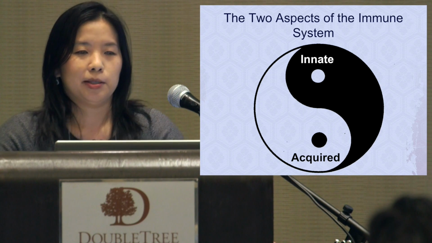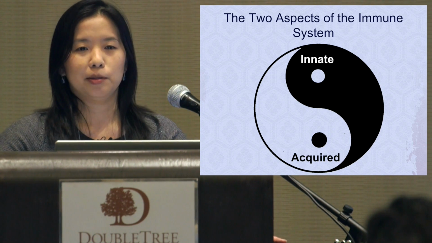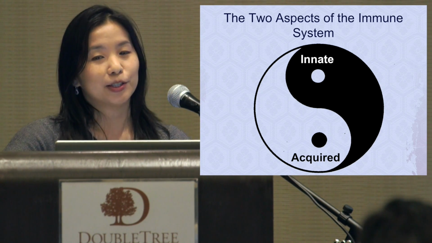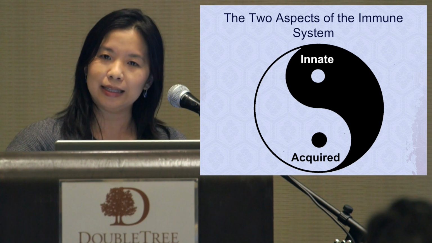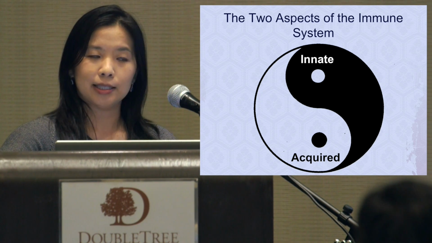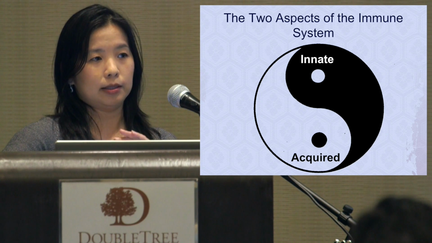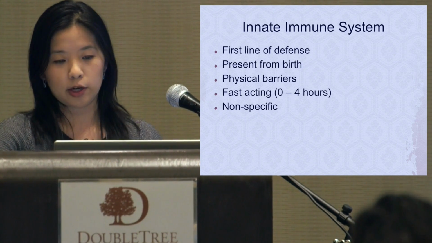There are two aspects of the immune system, so bear with me here. This is the interesting part, maybe. There's something called the innate immune system and the acquired. Just think about these two. I'm going to tell you the difference between the two. So the first one is innate.